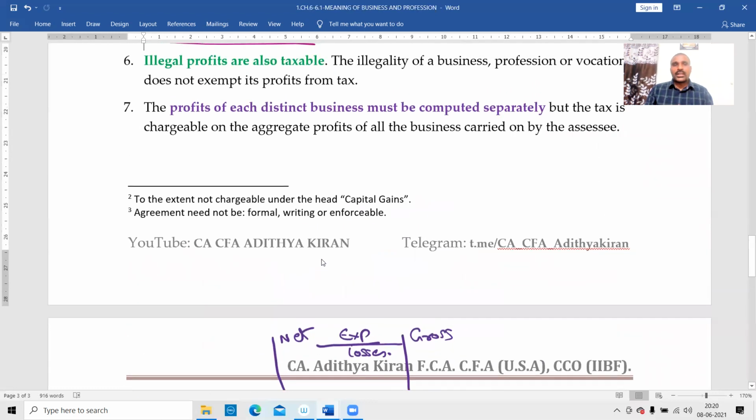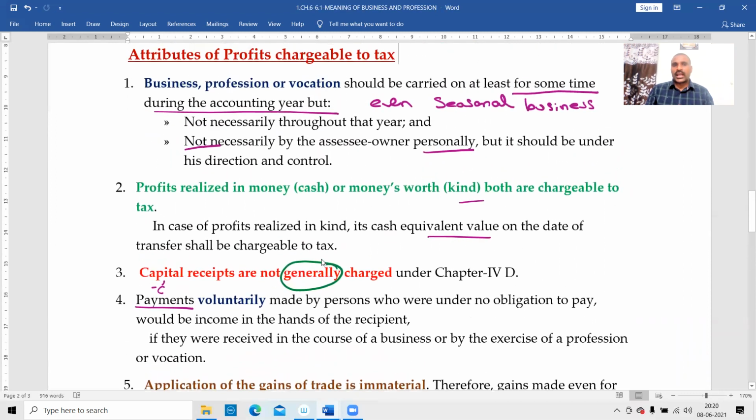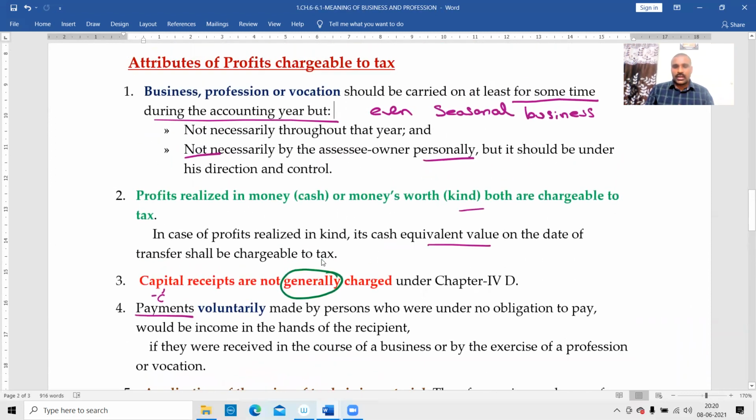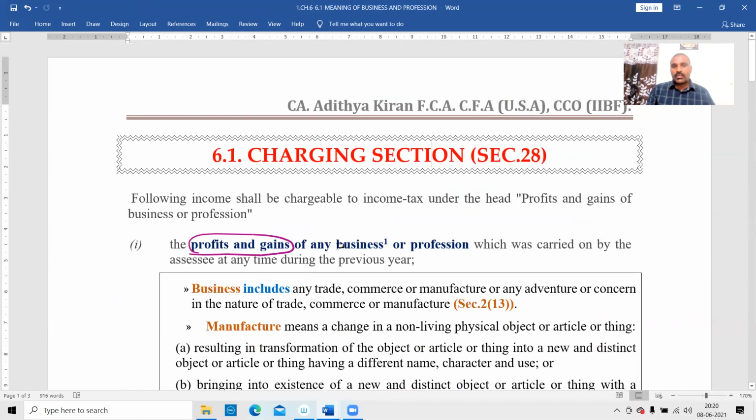So these are the general points on profits and gains. What is meant by profits? Which profits are taxable? This is general discussion. In the next lecture, we'll discuss what is meant by business or profession. There are many case laws that we'll discuss in the next lecture.